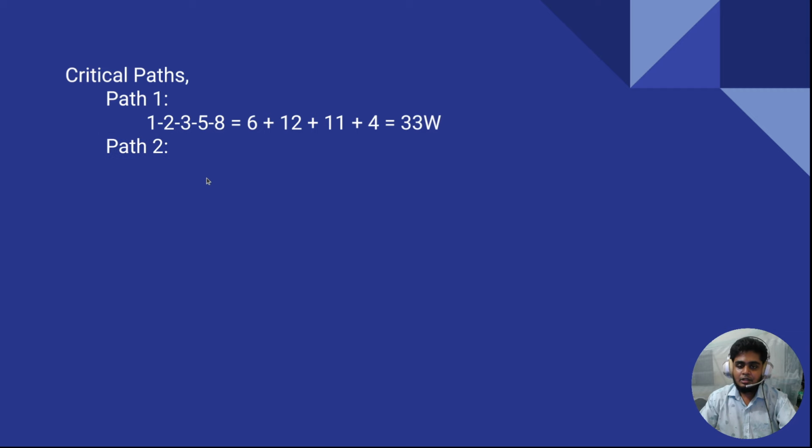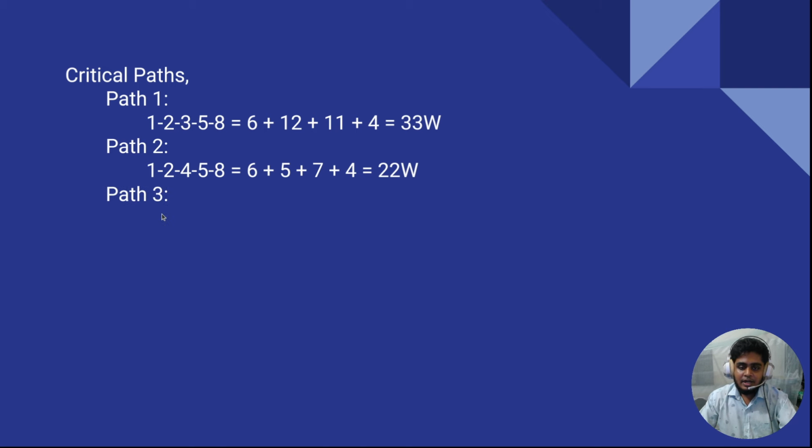After that, for path 2, which is 1 to 2 to 4 to 5, 5 to 8: 1 to 2 the activity time is 6, 2 to 4 the activity time is 5, 4 to 5 the activity time is 7, 5 to 8 the activity time is 4. So the sum of all those values is 22 w. W means week here. Okay, 22 weeks.